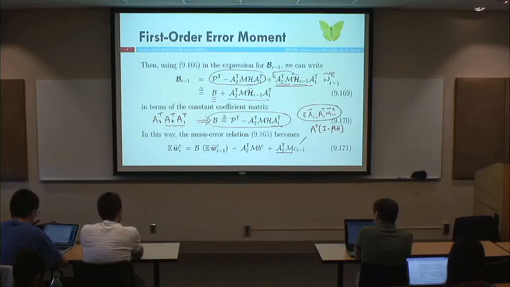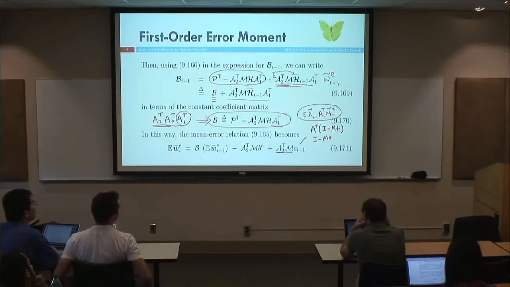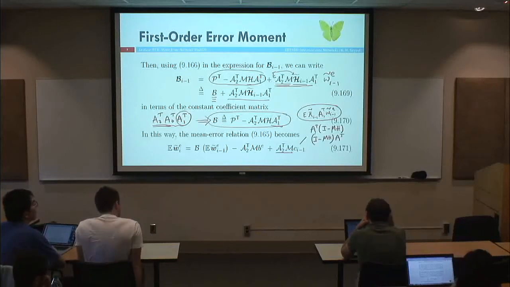That's the ATC diffusion case. For CTA, these two will be identity and A1 will be A. So in that case, you will get I minus MH A transpose, correct?